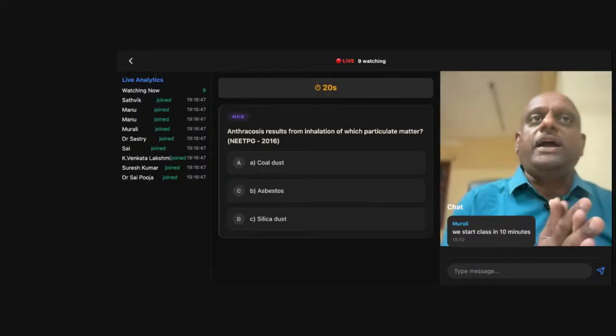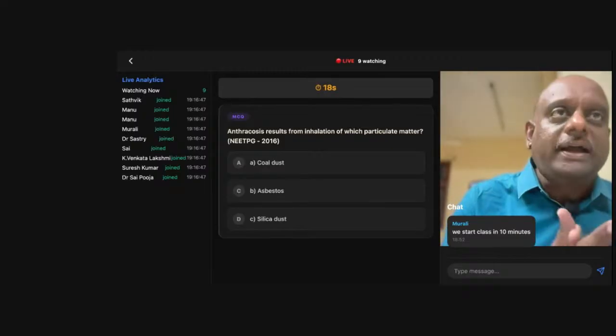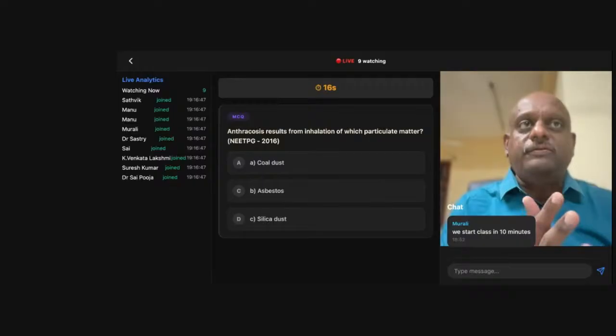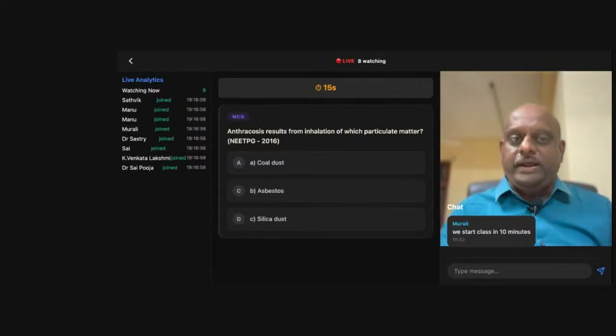Nice to see Sai Pooja, Venkatalakshmi, Sai, Shastri, Satvik, Suresh Kumar, everybody.